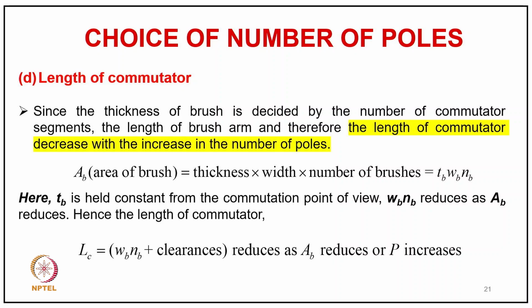Now coming to the length of the commutator, since the thickness of the brush is decided by the number of commutator segments, the length of the brush arm and therefore the length of the commutator decreases with the increase in the number of poles. So AB, that is the area of the brush, equals thickness into width and number of brushes, TB WB into NB, and TB is held constant from the commutation point of view. So WB NB reduces as AB reduces, and the length of the commutator LC equals WB NB plus clearances, which reduces as AB reduces or P increases.